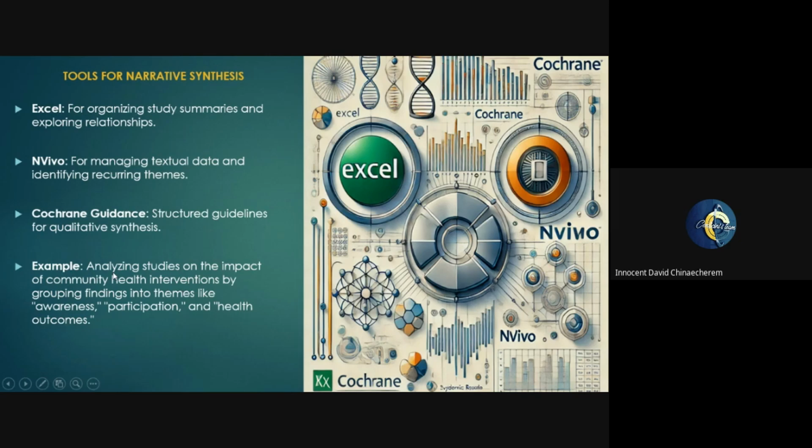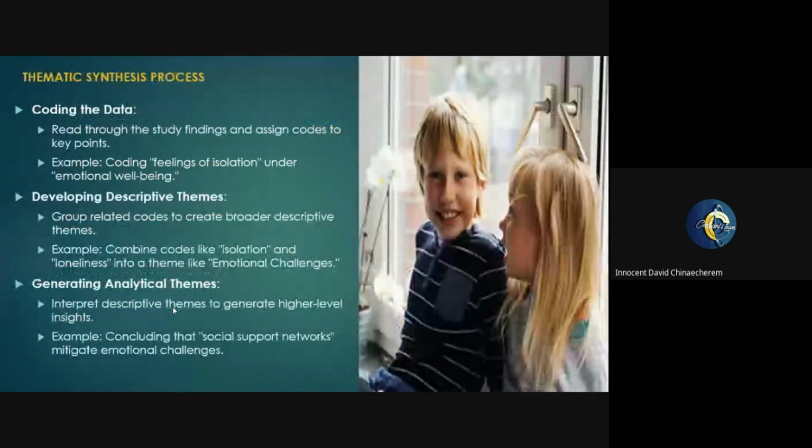An example could be analyzing studies on the impact of community health interventions, where we can group the findings into things like awareness, participation, and outcome. All these are things we really need to take detailed account of before we get started. Does it end there? No, exactly. Next is going to be our thematic synthesis.